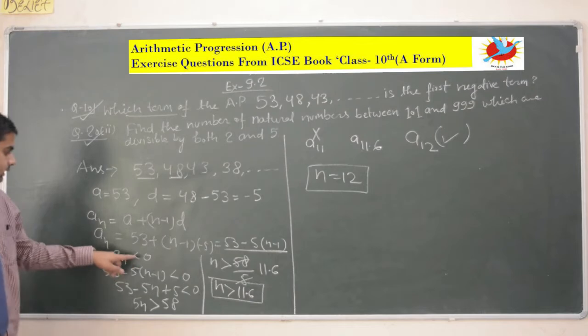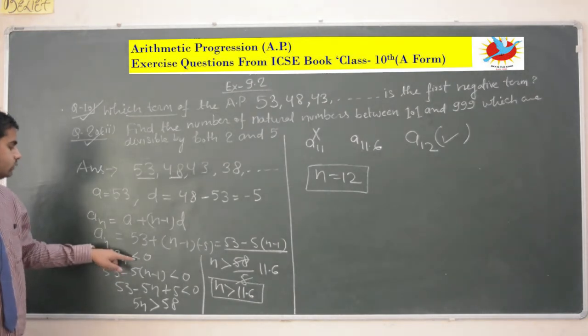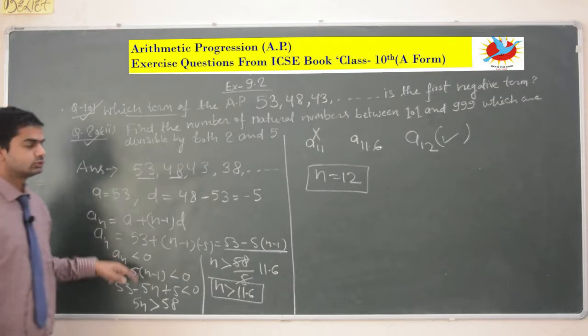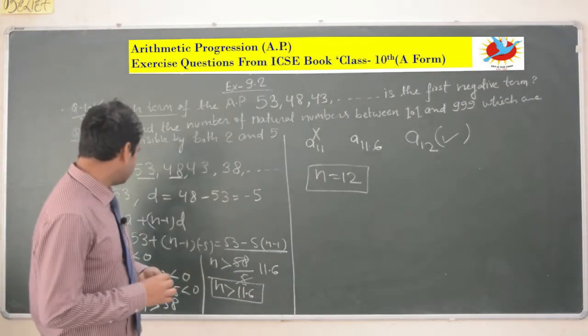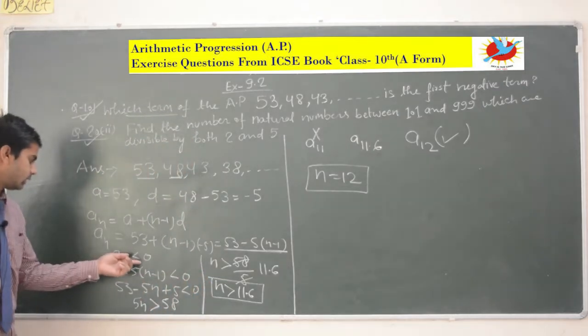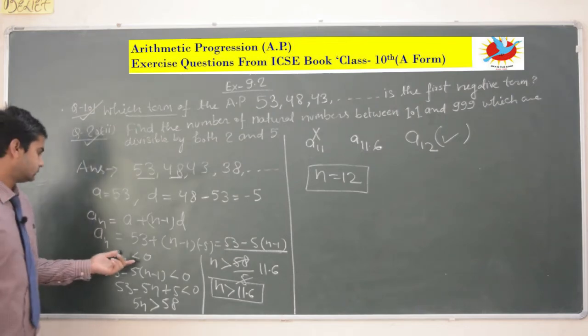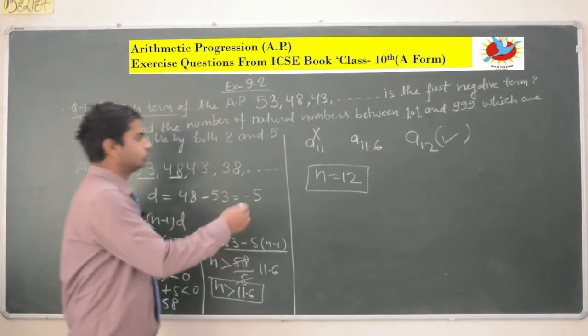We have not taken equal to 0 here, an less than or equal to 0, because 0 is neither a negative number nor a positive number. So that's why we have not taken the equal sign, only less than 0 is taken. Okay, so n is 12 is the answer.